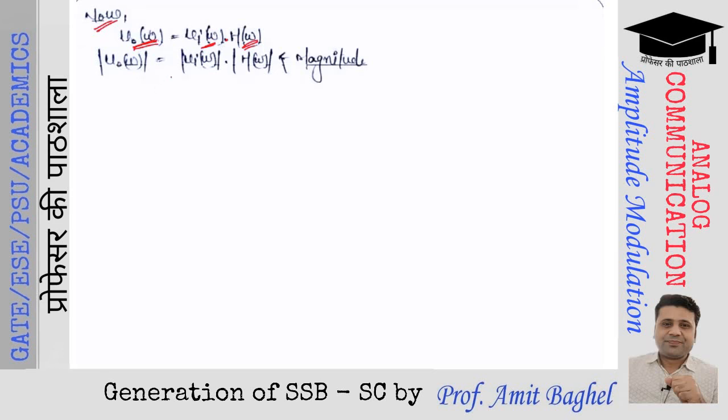Okay, let us take the magnitude part. So the absolute value of V naught omega will be equal to the absolute value of Vi omega multiplied with the absolute value of the transfer function. This is the magnitude part. What is the phase part? The angle of V naught omega will be equal to the angle of input plus the angle of H of omega. This is the phase part.